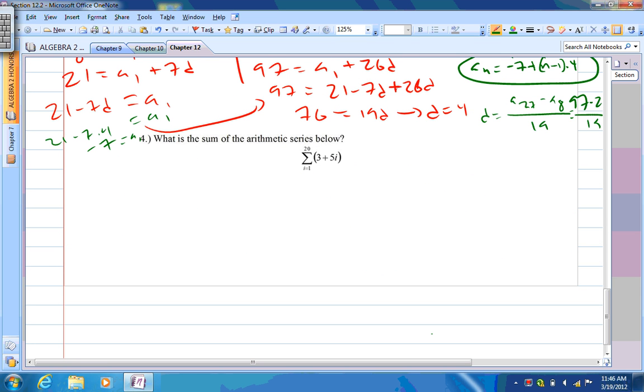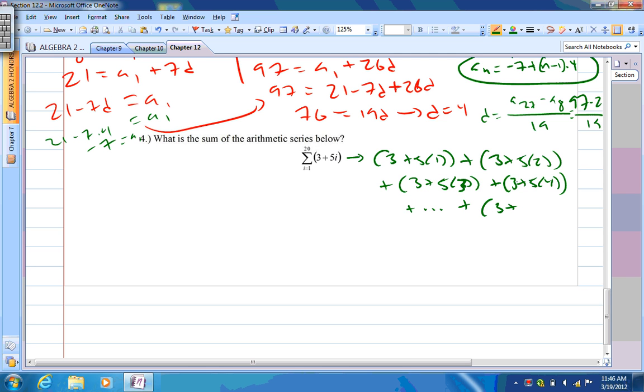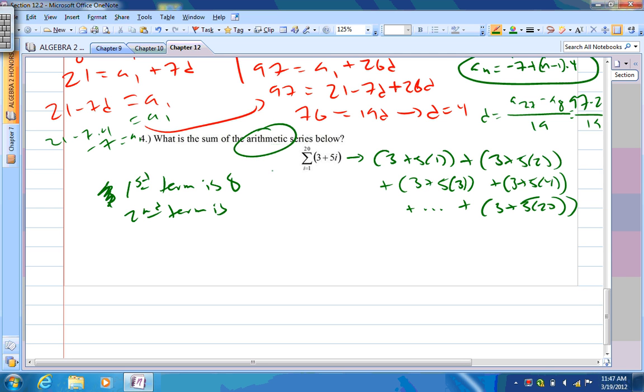Okay, lastly, what is the sum of the arithmetic series below? We talked about sum notation on Monday during class, if you were here. All it means is you plug in 1 for i, then 2 for i, then 3 for i, then 4 for i, and you keep going, dot dot dot, until you plug in the last number, which is 20. But doing this 20 times is kind of crazy. You know it's arithmetic, and the first term is 8, the second term is 13, the third term is 18, so d equals 5.